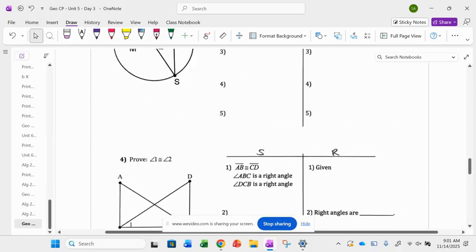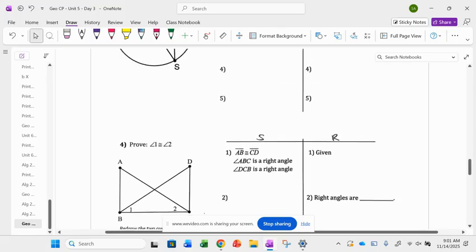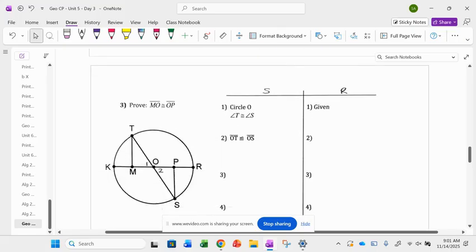All right, we're not going to, I guess we can do the overlapping. Okay.